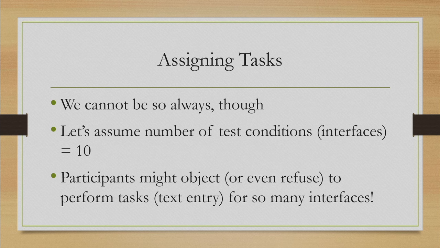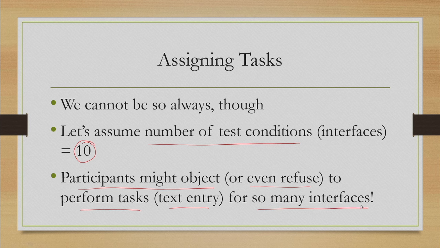But that need not be the only way we can assign tasks. Sometimes there can be a problem. Let us assume that the number of test conditions, that is the interfaces, is 10. That means there are 10 interfaces. So each participant has to type on 10 interfaces. Now, if we ask our participants to type on those 10 interfaces, then they may object. They may simply say that we don't want to type for so many interfaces. They may refuse to perform those tasks, that is the text entry tasks, for so many interfaces. That is quite possible. Participants are after all human. So if you ask them to do too many things, they may simply refuse to do that.